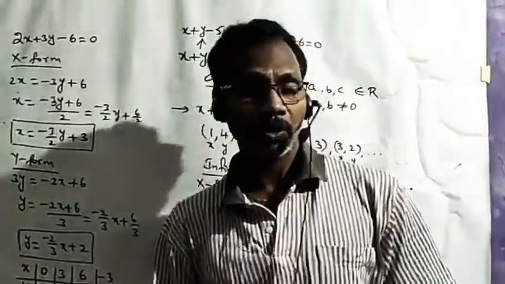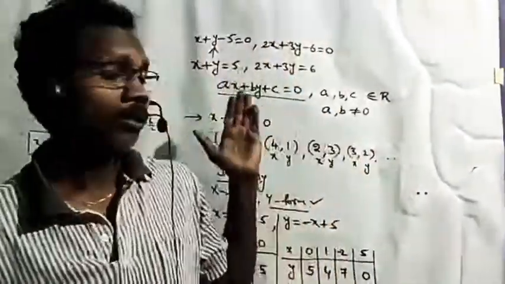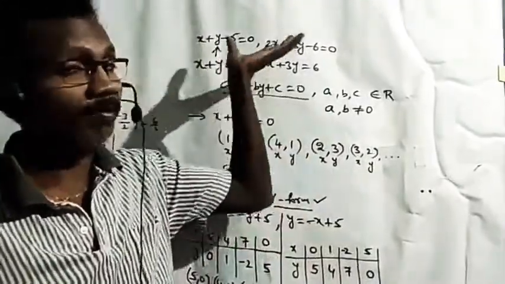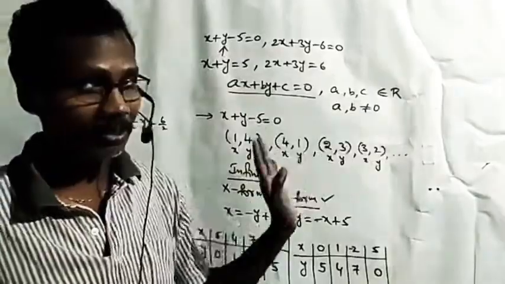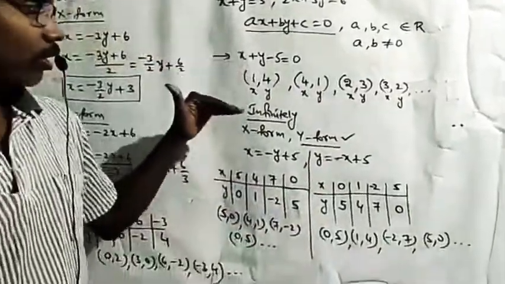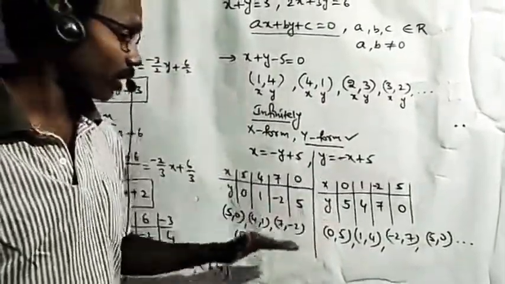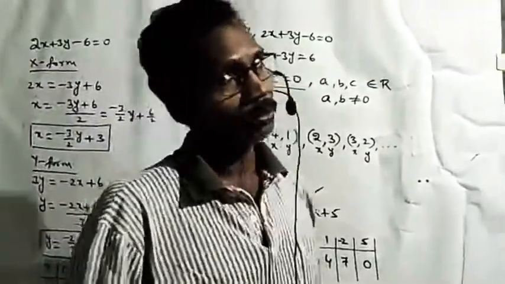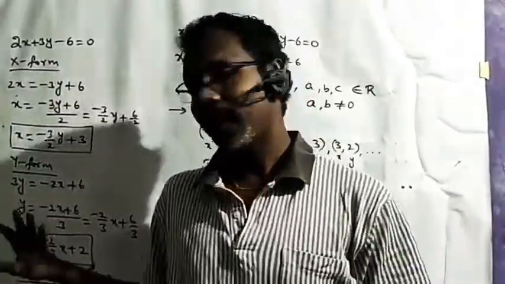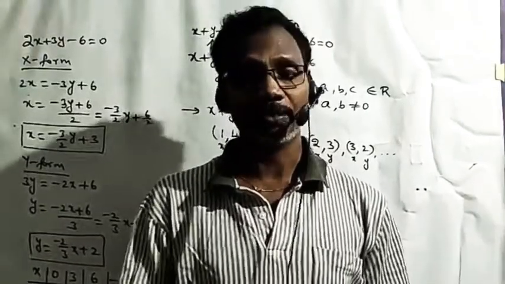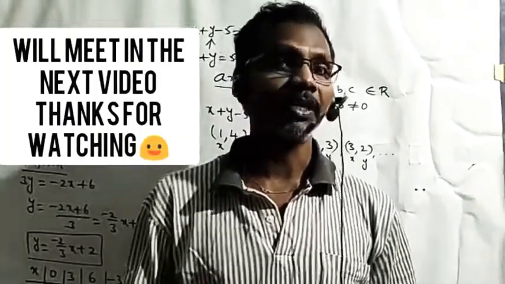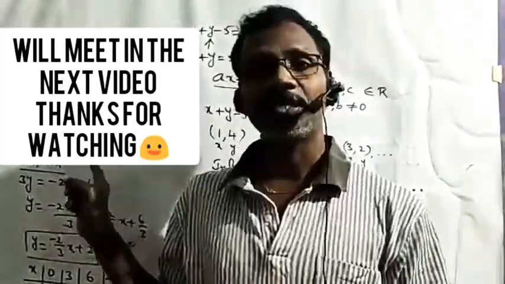Okay, children. I hope that you understood how to represent a given linear equation in standard form, and to get the values of a, b, c, and what is x form and what is y form, and how to get the solutions. So I would like to end this topic here, and in my next video I will explain to you the geometrical representation of linear equation in 2 variables.